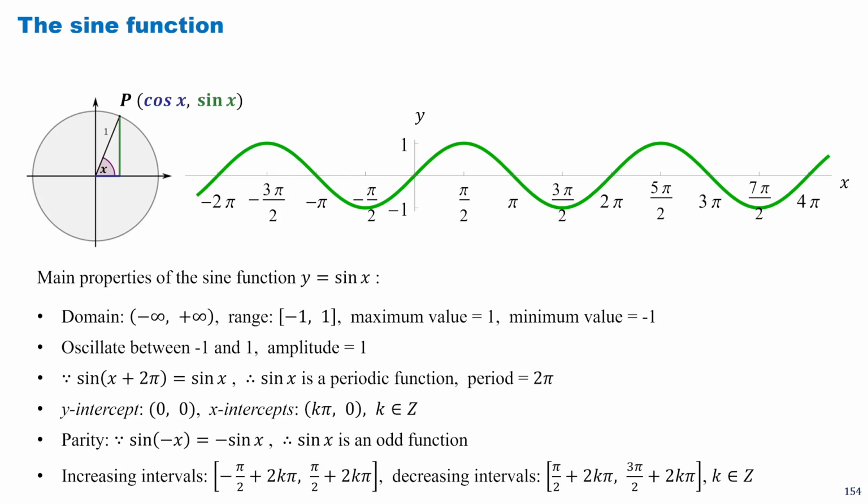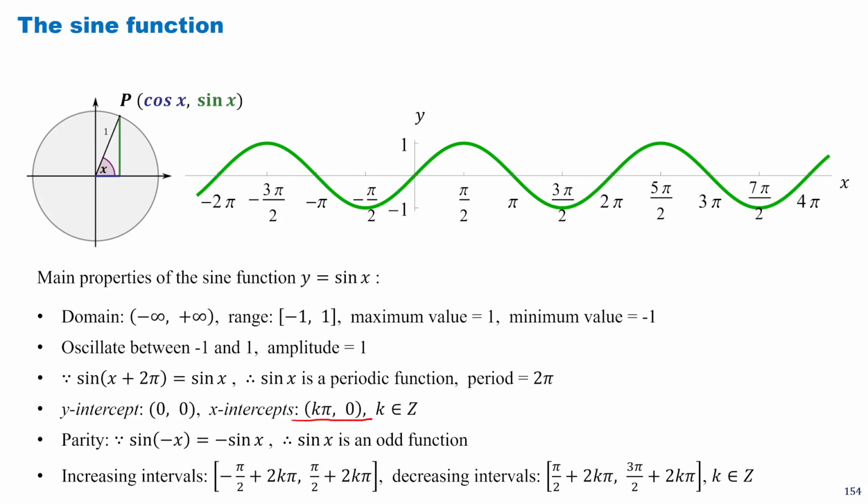So basically, the function will oscillate between -1 and +1. And its amplitude is 1. The amplitude is the farthest distance the oscillator deviates from its equilibrium position. And the maximum value is 1, the minimum value is -1. And also we know 2 pi is its minimum positive period. It has a y-intercept (0, 0), and many x-intercepts, right? All the x-intercepts can be denoted as (k pi, 0), where k belongs to the integer set.